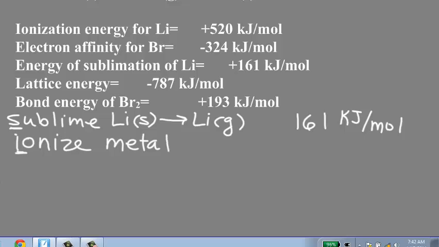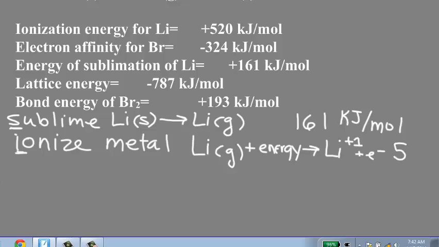If we're ionizing metal, metals are losers. We're removing an electron from our metal. So we're taking our gaseous lithium, putting in some energy, we know how much, and turning it into lithium +1 ions. And the electron goes away. That's the reaction for ionization energy. So the ionization energy for lithium is 520. We know that number.